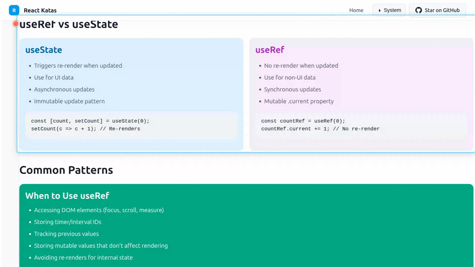The table on screen is the decision, and it comes down to a single line. Does the screen need to change when this value changes?